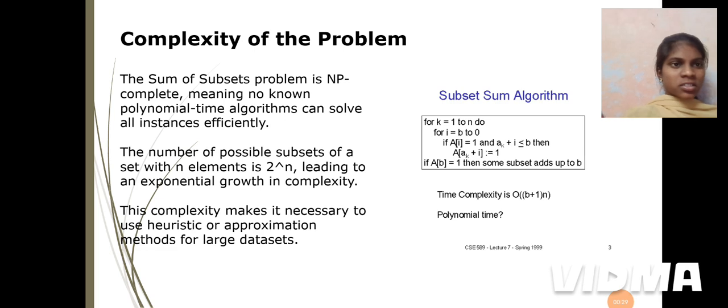Here is the subset sum algorithm. For k equal to 1 to n do, for i equal to b to 0, if A of i is equal to 1 and a_k plus i is less than or equal to b, then A of a_k plus i is equal to 1. If A of b is equal to 1, then some subset adds up to b. The complexity is big O of (b plus 1) times n.